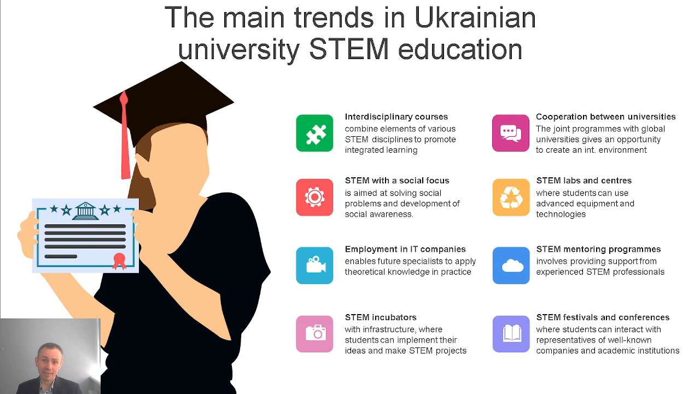The main trends in Ukrainian university STEM education are as follows: interdisciplinary integrated courses, cooperation between universities, STEM projects with a social focus, STEM laboratories, STEM centers, internship and employment with IT companies, STEM mentoring programs, STEM incubators and startup centers, STEM festivals and conferences.